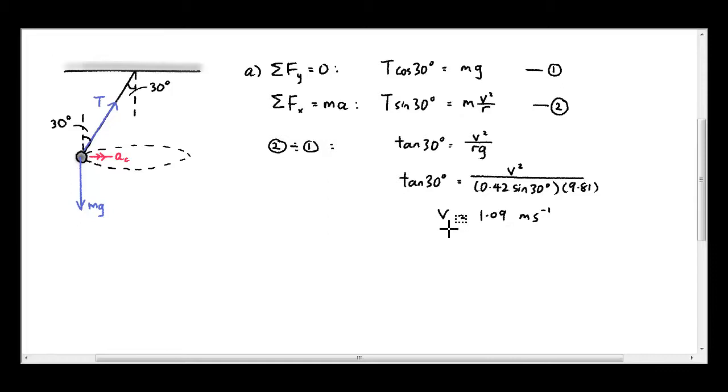What we just calculated, v, is of course the tangential speed or the linear speed. To calculate the angular velocity, we will have to make use of the relationship v equals r omega. Again, r is the radius of the circle, which is 42 cm times sine 30 degrees. And you will get omega equals 5.19 radians per second.